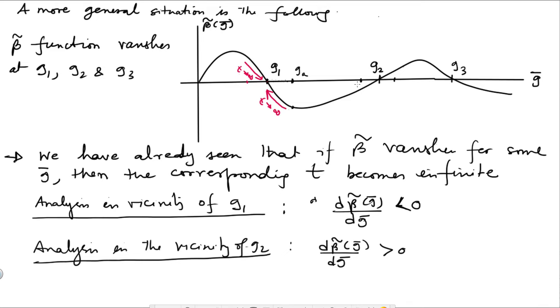if you take t going to infinity, you start going to the left, to the lower values of g bar, because your beta tilde is negative in this region. Because it's negative, it starts going this way, and here it's positive, it starts going that way. Exactly the same behavior as here: it was negative, so it started going to the left; it was positive, it started going to the right. So what you have is this situation.